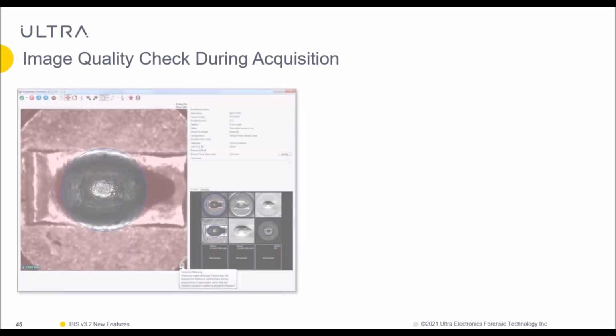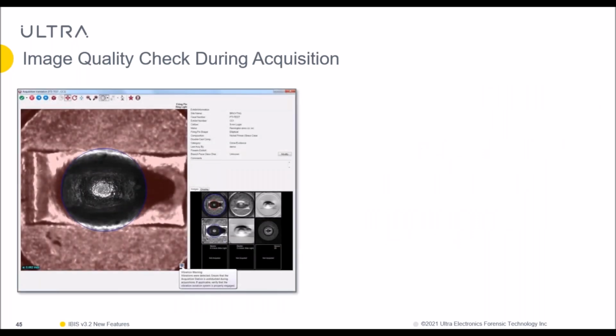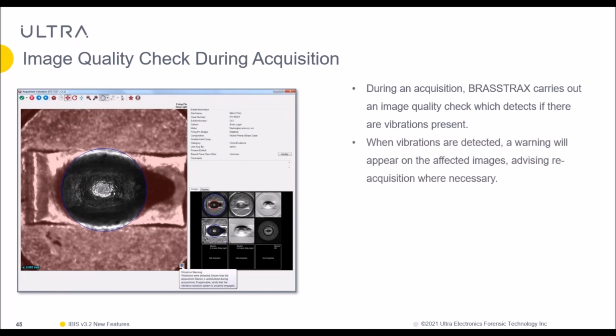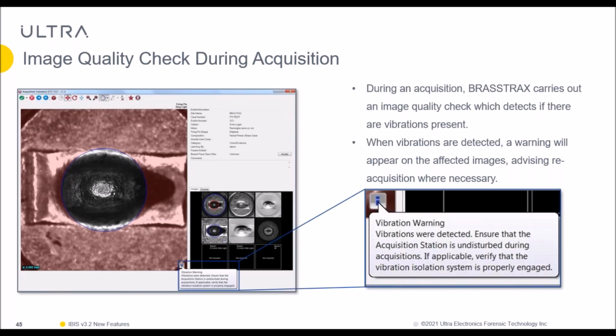Image quality check. During image acquisition, an image quality check now takes place that detects if there are vibrations present. Depending on the quality of the images acquired, warnings or errors will appear on affected images in the validation screen, advising reacquisition if necessary.